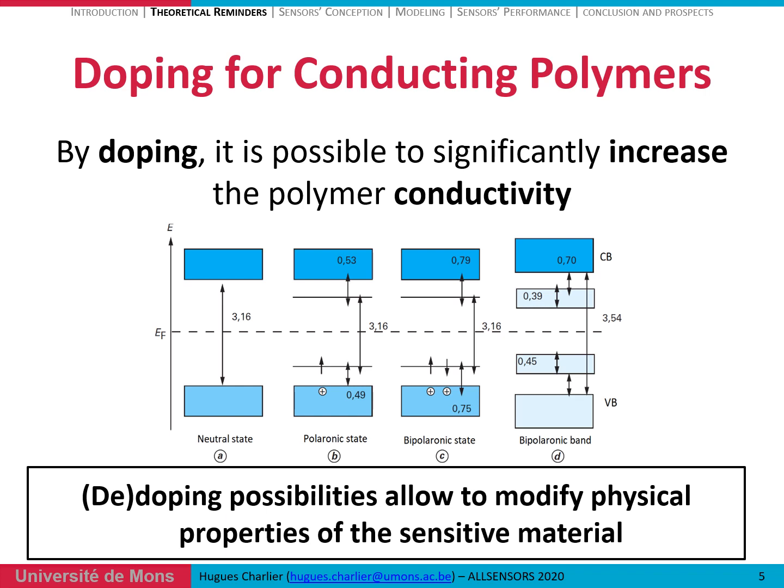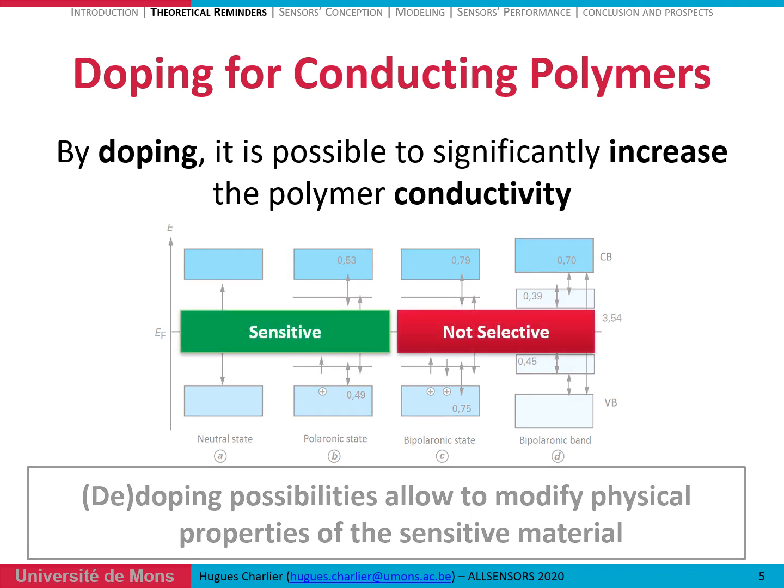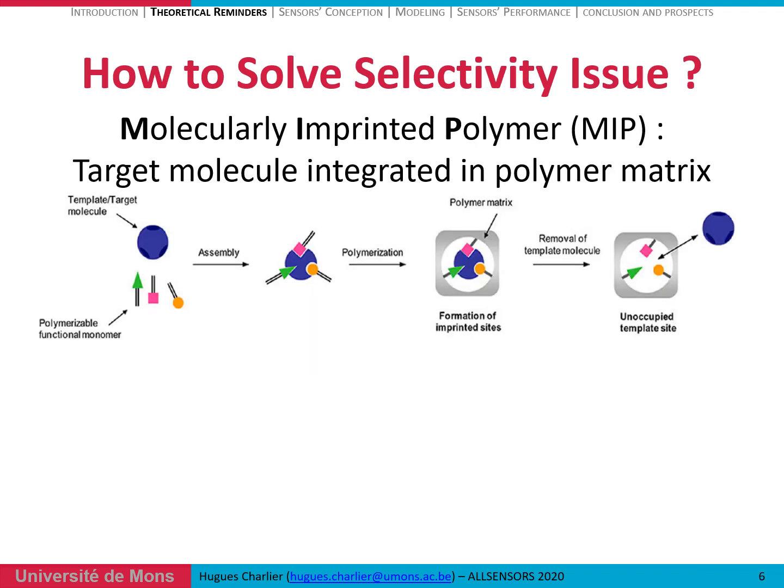The main interest in conducting polymers is their doping possibilities. This doping allows us to significantly increase the polymer conductivity, but also to modify other properties like optical properties, and gives us a really sensitive material. The point is that those materials are really sensitive, but unluckily their selectivity is quite low. To solve this selectivity issue, we can use what's called a molecularly imprinted polymer.